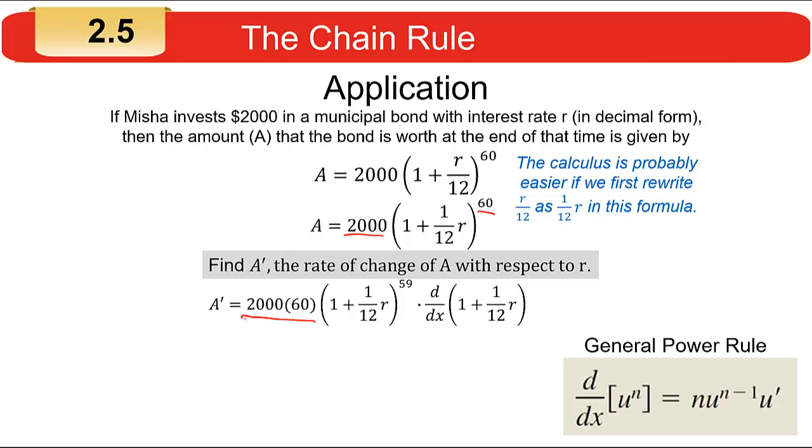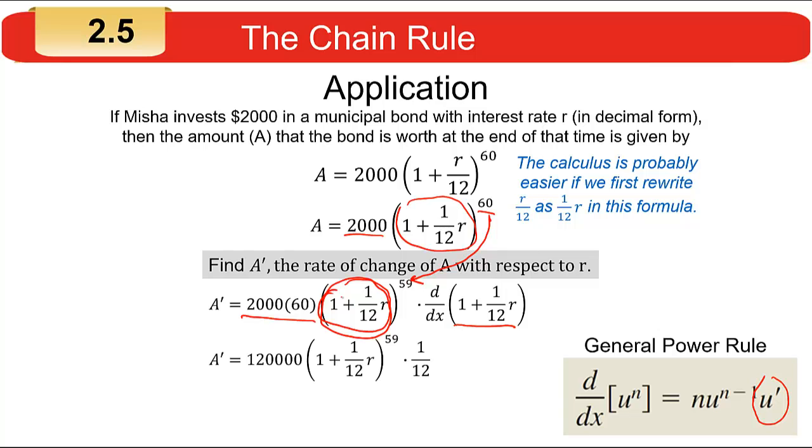Then we're going to write the base down again. So we just write the base down again, and we reduce the 60 to a 59. And then we've got this u prime part. That just means to take the derivative of the base. Well, the derivative of 1 is going to be easy, and the derivative of 1/12 r is just a number times r. That's going to be easy. So the next step is just to realize that that derivative is just 0 plus 1/12, or 1/12.